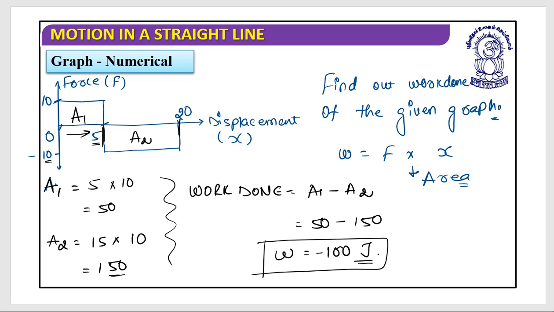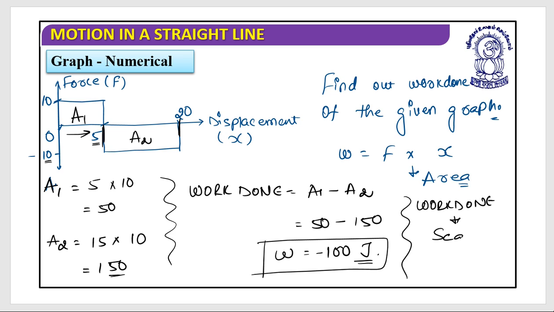Now, think about this. I have purposefully taken this numerical of work done. First, tell me, is work done a scalar or a vector?